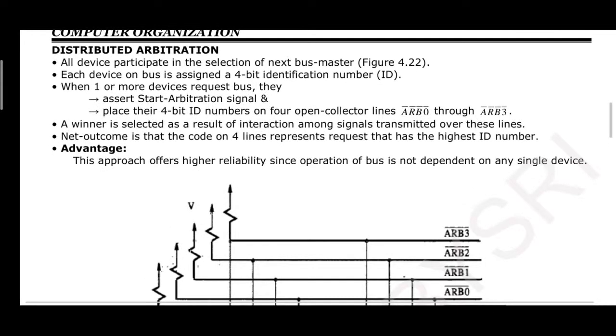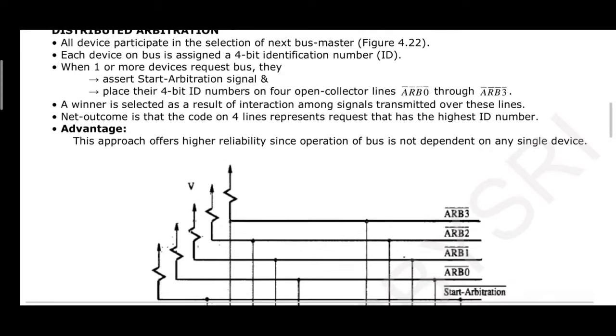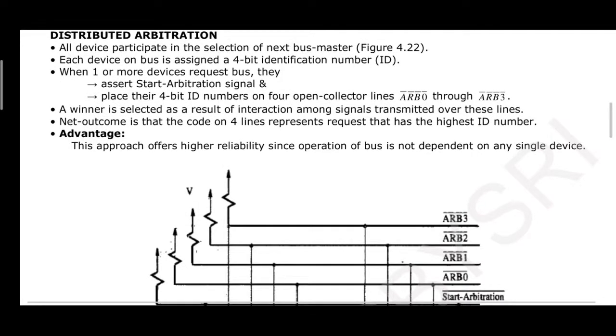In the case of centralized bus arbitration, the processor is considered the default bus master, and the processor is responsible for allotting the mastership to other members. Whereas in distributed arbitration, the condition is different. Here all the members are equally responsible for transferring control to the next member. Each device on the bus is assigned a 4-bit identification number, or ID.